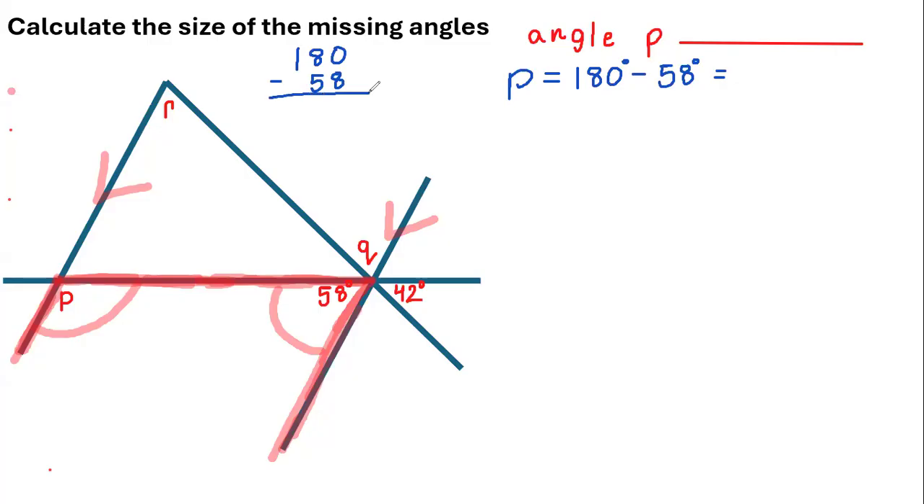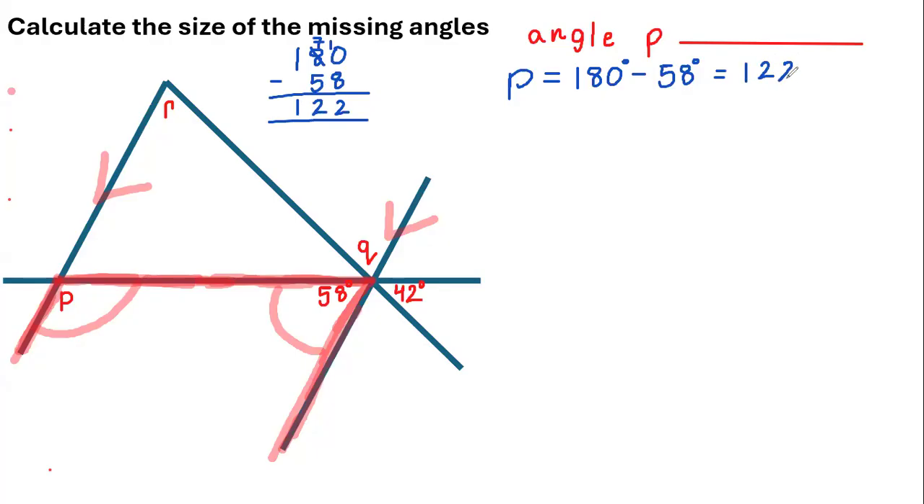And so 0 minus 8, we can't do that. It's going to be 7. 10 minus 8 is what? 2. 7 minus 5 is what? It's 2. 1 minus 0 is 1. It's going to be 122 degrees.